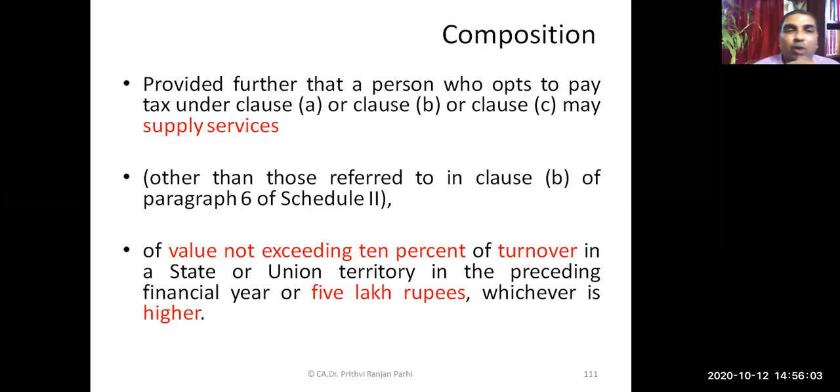That a person who opts to pay tax under composition scheme, if he's a trader, he can also do some supply of services also. But the value of such supply should be minimum. Minimum means it should not exceed 10% of the turnover. Okay. Or 5 lakh rupees, whichever is higher. Fine. Did you understand? Suppose a composition dealer is having a turnover of, let us say, 1 crore. Are you understanding the question? A composition trader is having a turnover of 1 crore. Okay. Can you tell me to what extent, for how much of value we can provide services also?